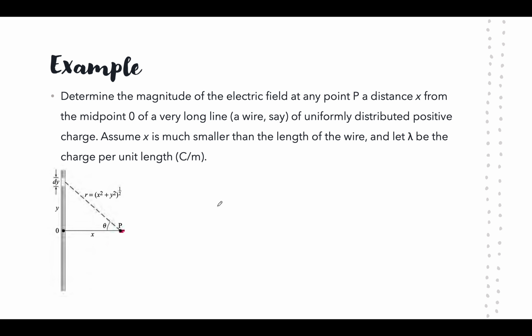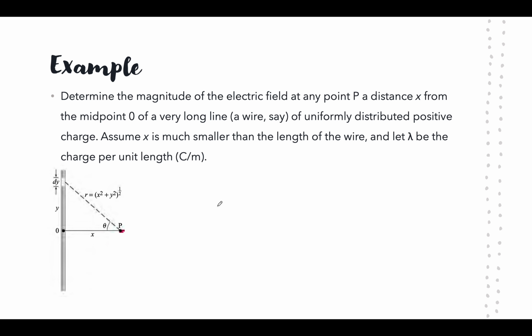Okay, here we have: determine the magnitude of the electric field at any point P at distance x from the midpoint of a very, very long wire. This wire is continuously charged with a positive charge Q. Assume that x is much smaller than the length of the wire and let lambda be the charge per unit length, coulombs per meter.